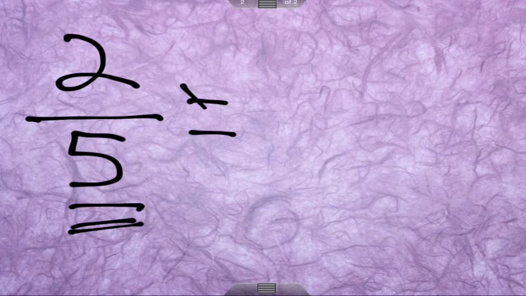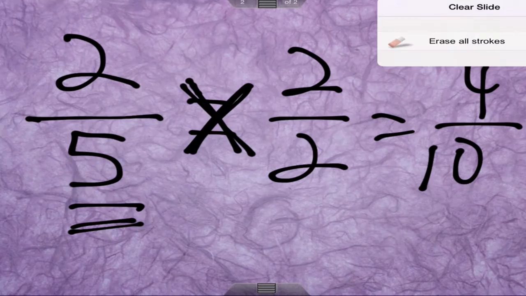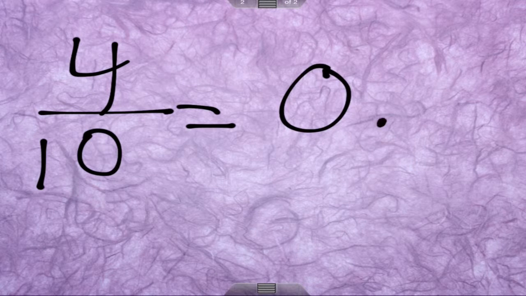Let's try one more. So let's say I have 2/5. Well, if I have 2/5, I want to get this up to the 10. So I times the numerator and denominator each by 2, and I get 4 over 10. So 4 over 10 is 4/10. So 4/10 looks like that.